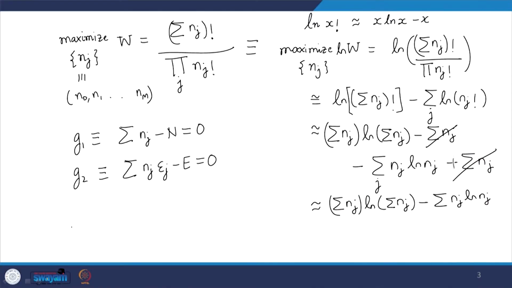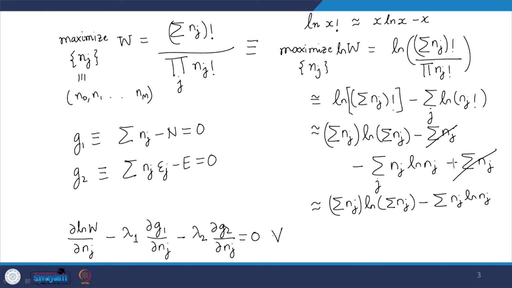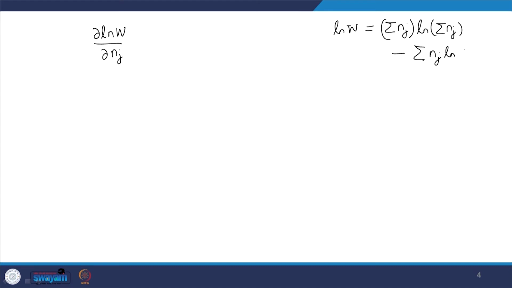So, the maximization problem then is dou ln w by dou Nj minus some Lagrange multipliers for the first constraint, let us call it lambda 1, dou G1 by dou Nj minus lambda 2 dou G2 by dou Nj, that is equal to 0, and this has to be true for all j. So, let us write this expression. You have dou ln w by dou Nj, since ln w is equal to summation of nj ln summation of nj minus summation of nj ln nj.